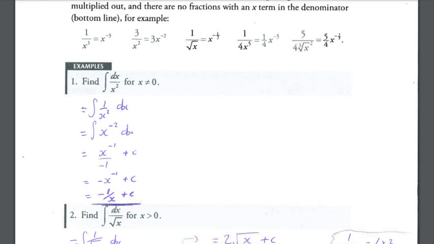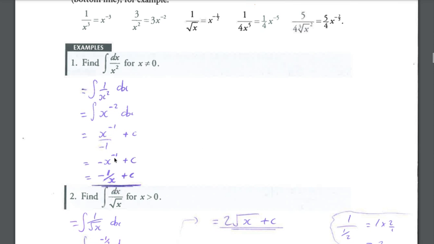Then from there, add 1 to the power, divide by the new power. So that'll be negative x to the power negative 1 plus c, because we need our constant of integration as always. And then as we started off with a positive index, a positive power, we should write that as negative 1 over x plus c.